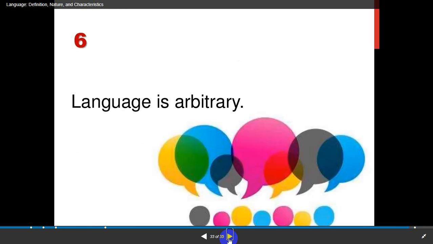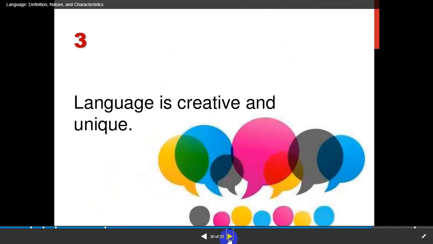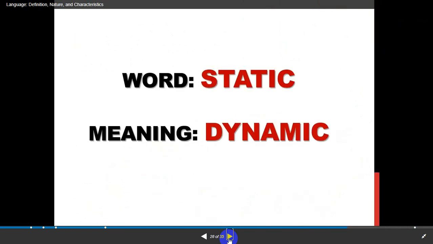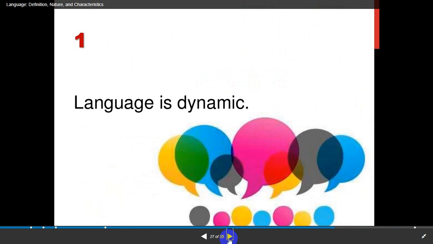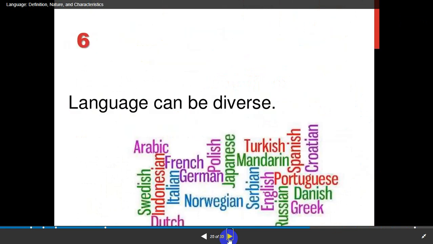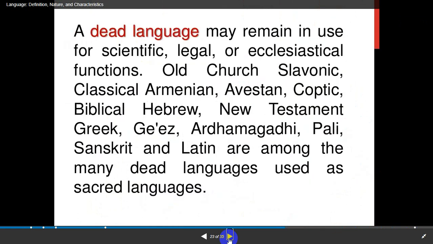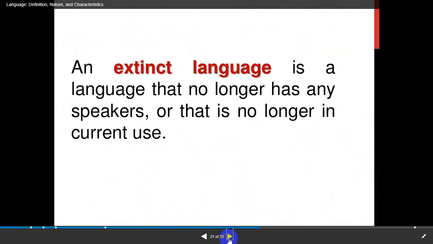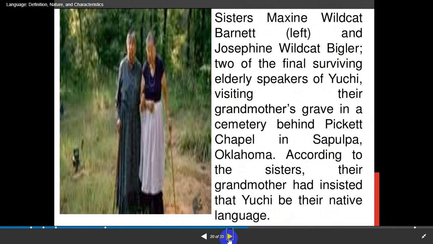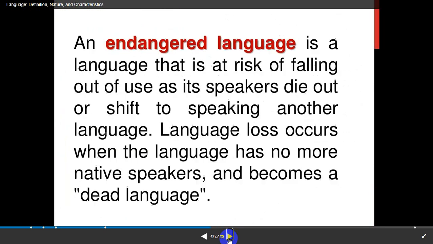Okay, thank you, and this is the end of our chapter, language, part 1. Chapter 1, what is language? It is in part 1, yes, in the Applied Linguistics book.